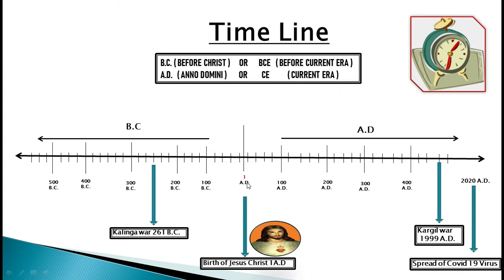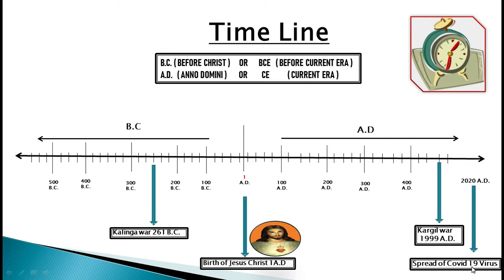Anything that occurred after the birth of Jesus Christ is considered as AD. AD stands for Anno Domini, meaning after the birth of Jesus Christ. Like the Kargil War occurred in 1999. When I am recording this video in 2020, there is a spread of the COVID-19 virus all over the world.